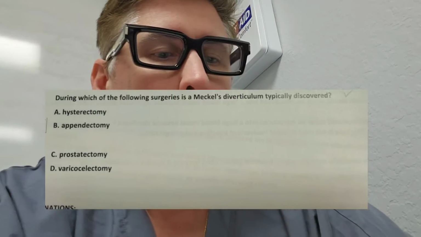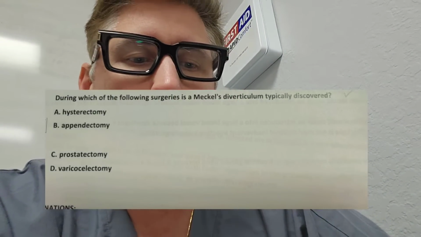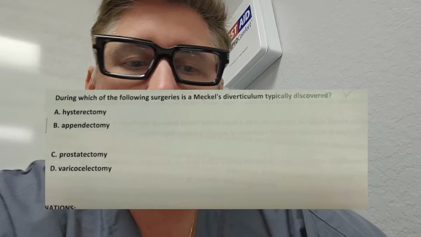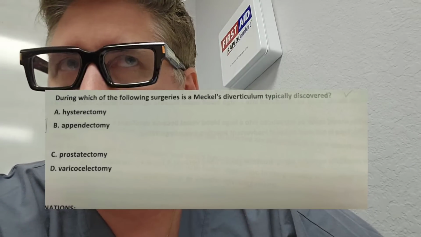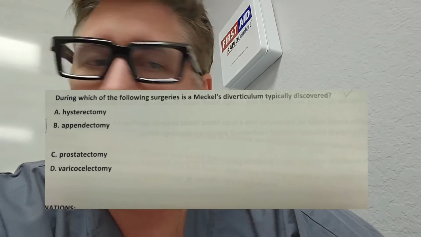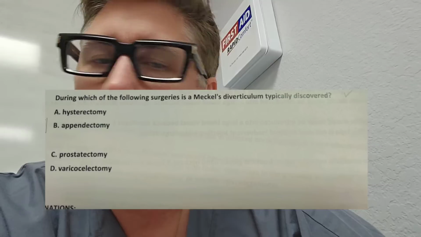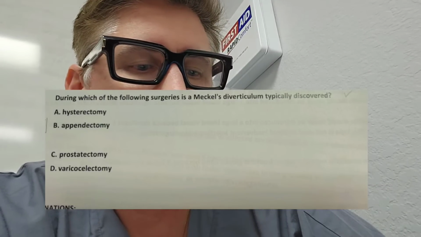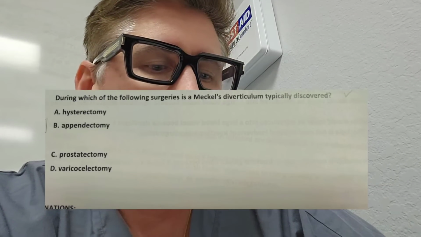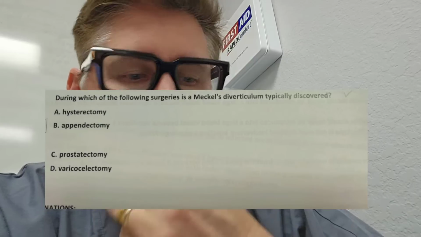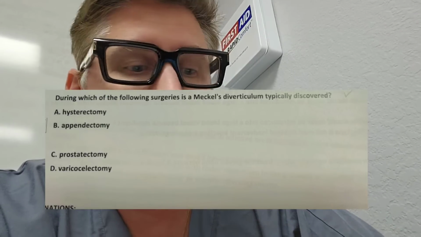All right, first question. I'm going to read it to you. I'll put that up on the screen right now. During which of the following surgeries is a Meckel's diverticulum typically discovered? Is it A, a hysterectomy? B, an appendectomy? C, a prostatectomy? Or D, a varicocelectomy? So think about it, push pause.